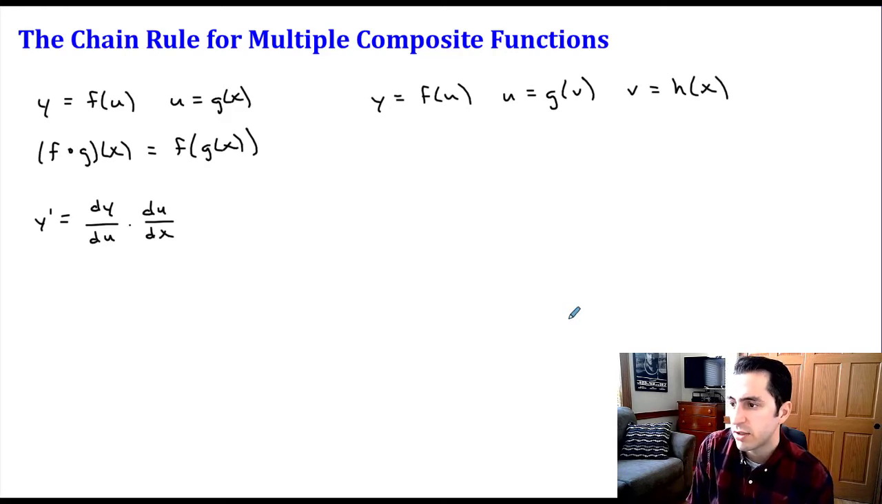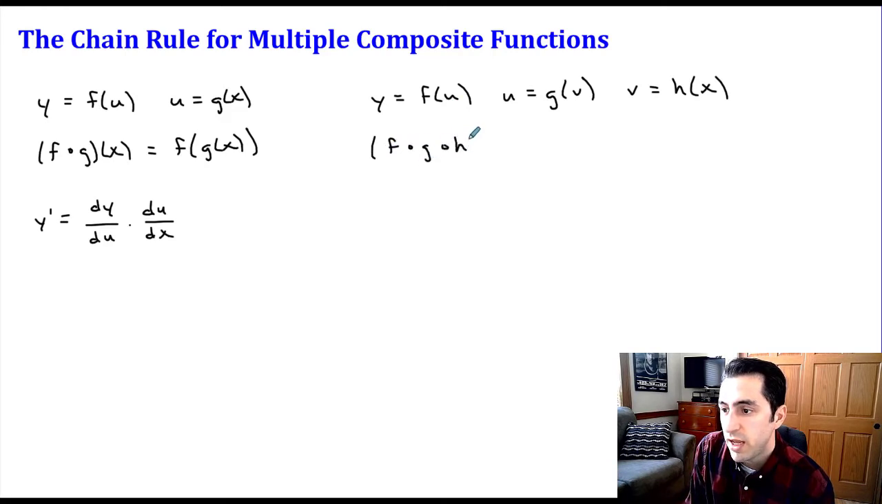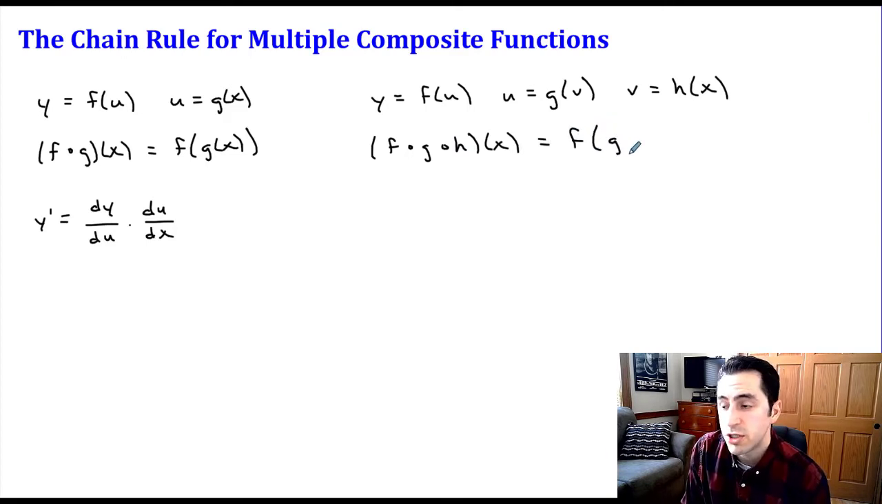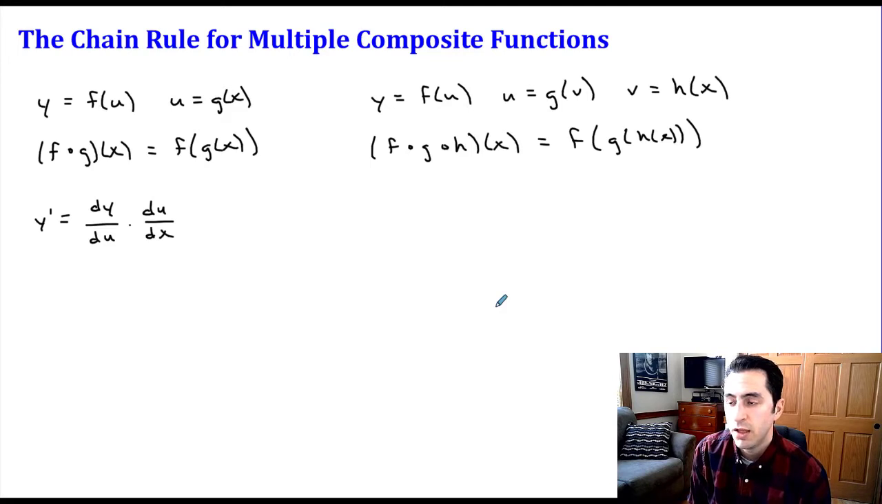If I take a look at this, h of x is going into g, and then g is going into the function f. So in our other notation, this would be f of g of h of x. Or in other words, the function g is going to go into f, and inside the function g we have h. So three functions now, so it's a multiple composite function. The chain rule can be applied to this as well.